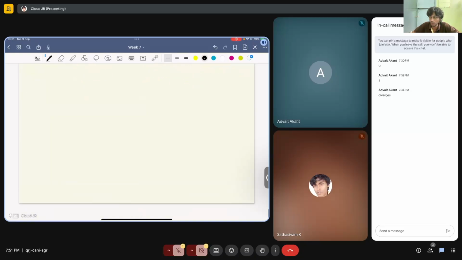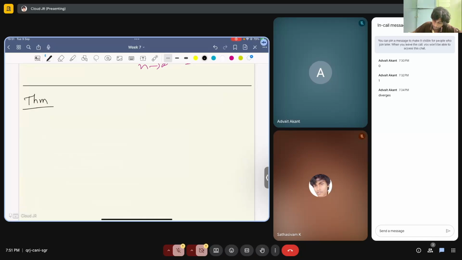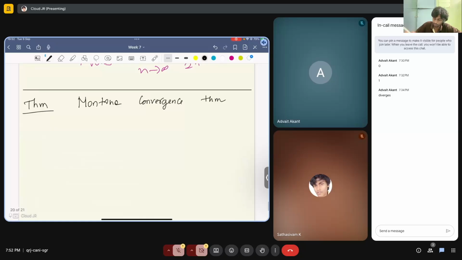There is something called the monotone convergence theorem. Probably we'll at least state the theorem because it will be very useful. You can go and look at these theorems, and anyway, when you study, you will study it. This theorem is going to be very useful sometimes.